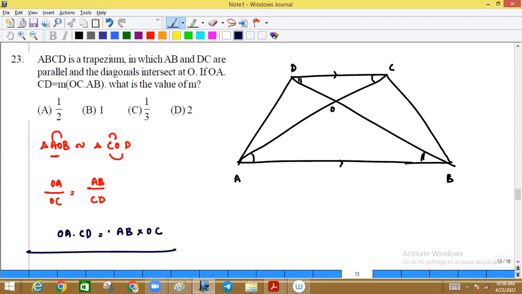So what is M here? It is just one only. That's what it says, right? OA into CD is equals to what? M into OC into AB. M is just one.